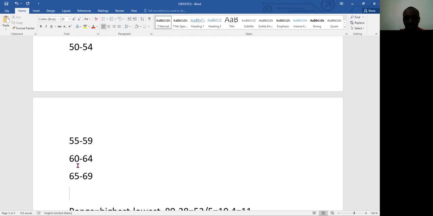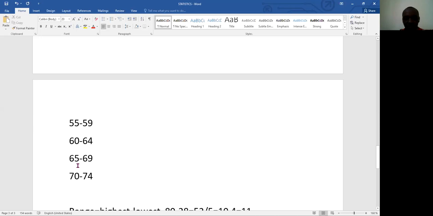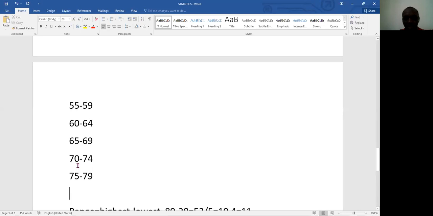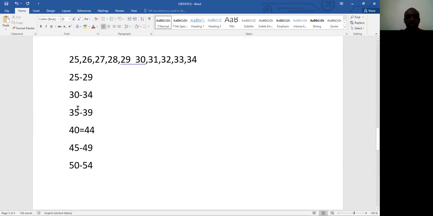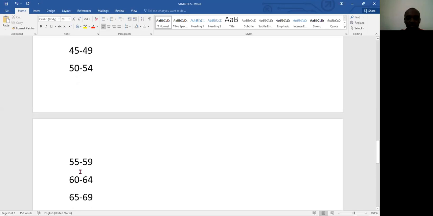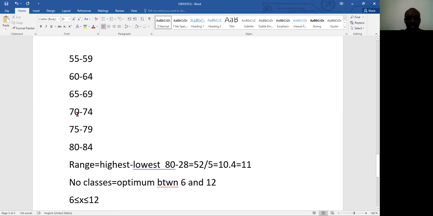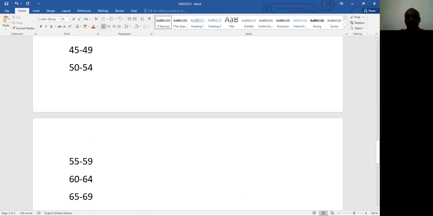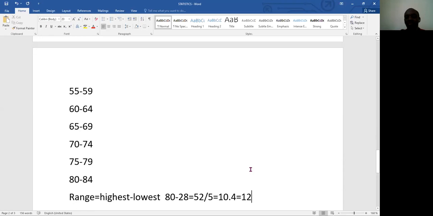Then we go now to 70 to 74, and then 75 to 79. And finally, because 80 is there, we go to 80 to 84. So class number 1, 2, 3, 4, 5, 6, 7, 8, 9, 10, 11, number 12. So actually, the assumption that we're going to get 12 is okay. We have 12 classes, which is between 6 and 12.